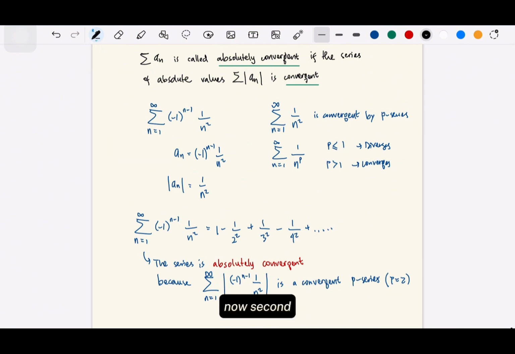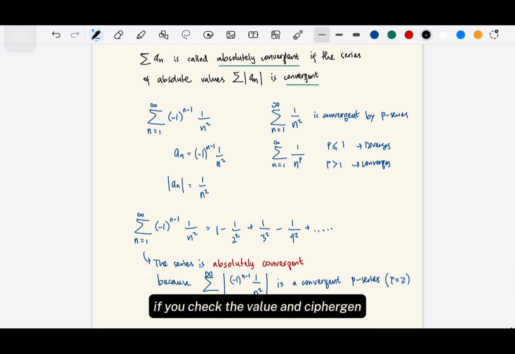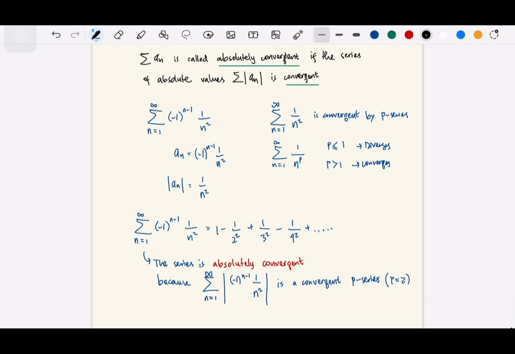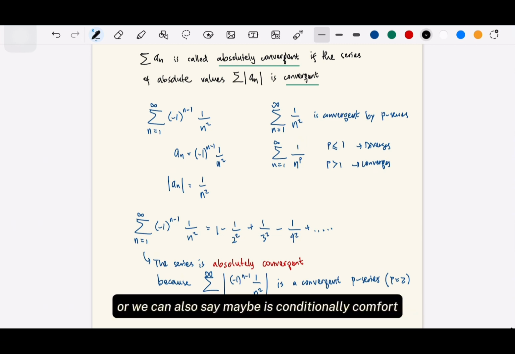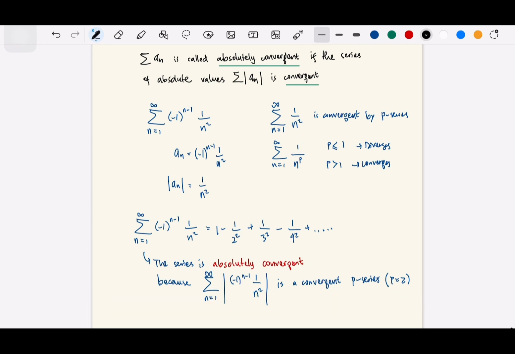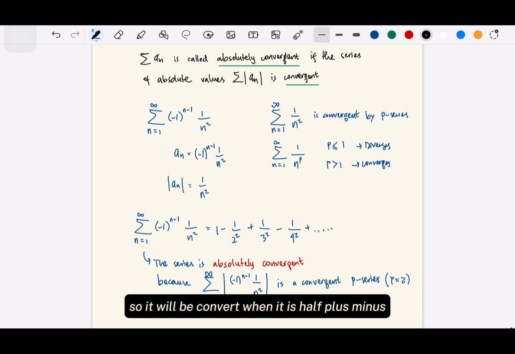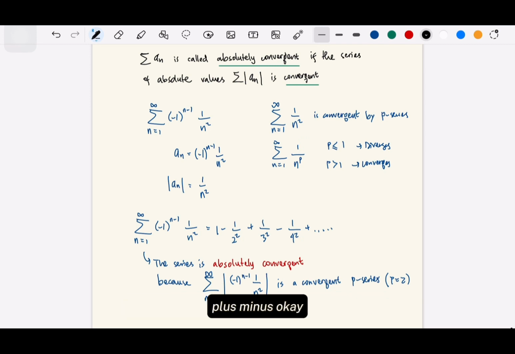Now second, what happens if we check the absolute value of the series and it's divergent? What should we do? There will be two possibilities. It can be divergent, or maybe it's conditionally convergent. So it will converge when it has plus, minus, plus, minus. Okay, let me give you another context.